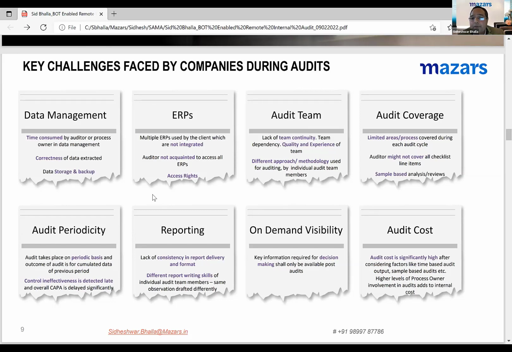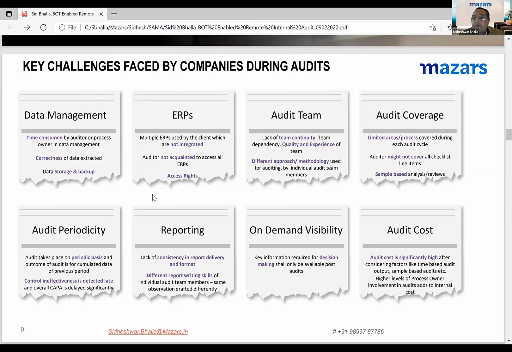Audit coverage in terms of sample out of the entire population, how much is being covered. So limited areas are getting covered. Periodicity of audit. If it's a bot-based audit, or even using analytics, advanced analytics, so I can say smart analytics, it's more like a continuous audit or a concurrent audit that can be done for some select areas. Reporting, no consistent format. How do we have a consistent report format which addresses the needs of various stakeholders?